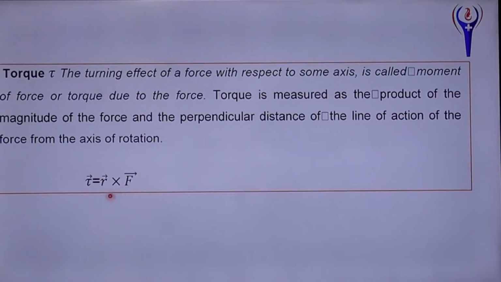Force into perpendicular distance, the distance being r. Tau equal to r cross F. This is a best example for cross product or vector product. Both r and F are vectors and the resultant tau is also a vector. Tau equal to r cross F.